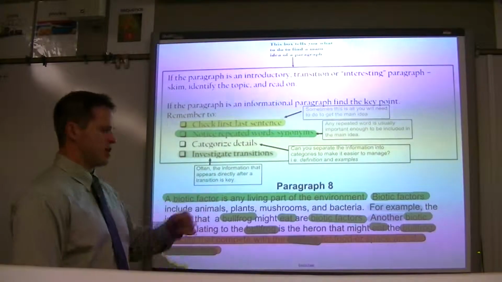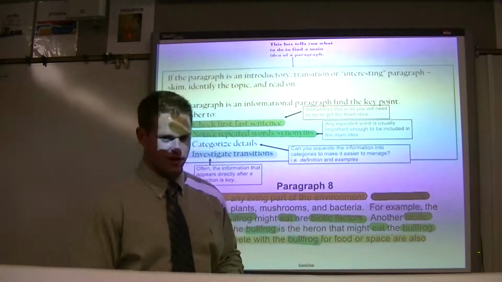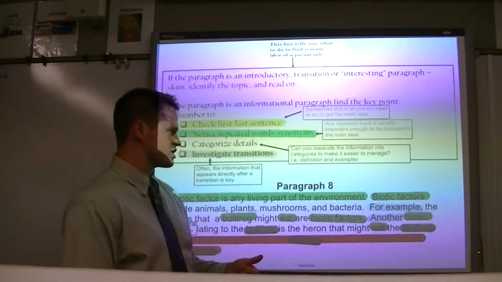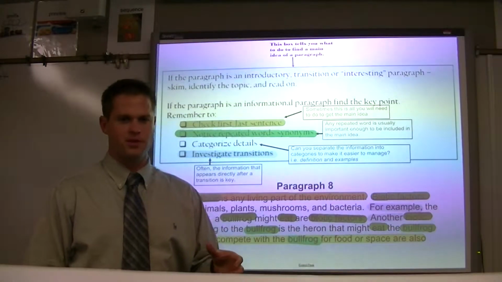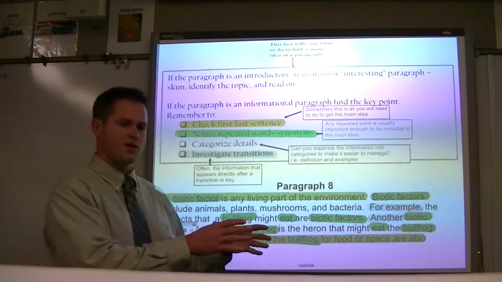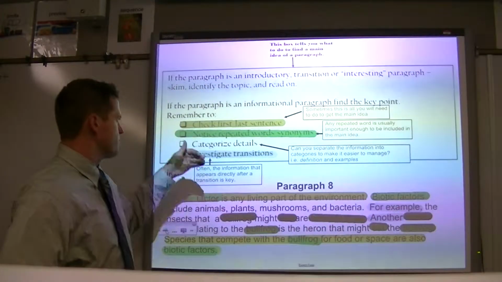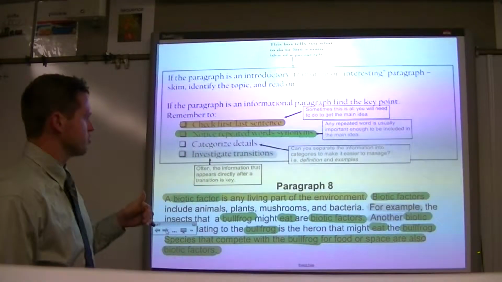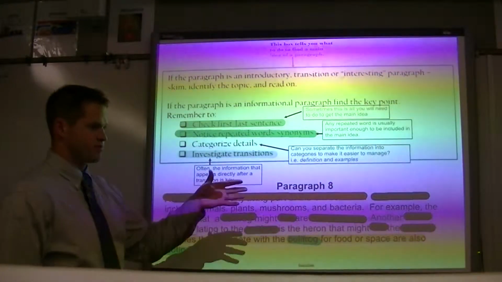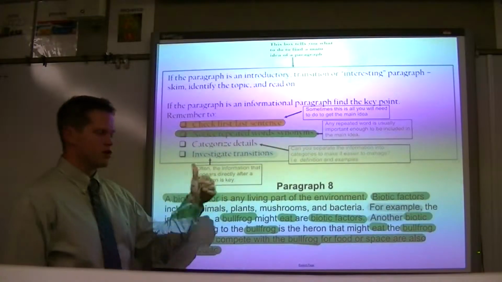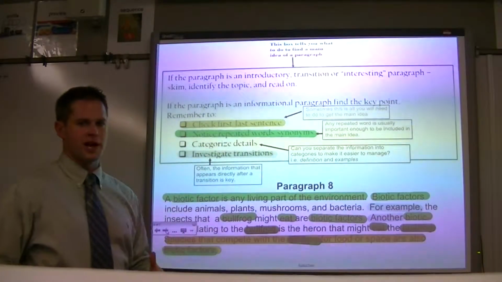And then finally, you want to investigate transitions. You look for transition words such as for example or another, because after those transition words, a lot of times is a key point. Because the paragraph will start off talking about one thing, have a transition word, and then the next key point will come right up. So if we check the first and last sentence, look at the repeated words, categorize the information into categories, and then look at the information directly after transitions, you should be able to write your main idea.